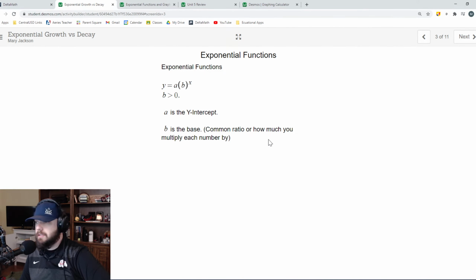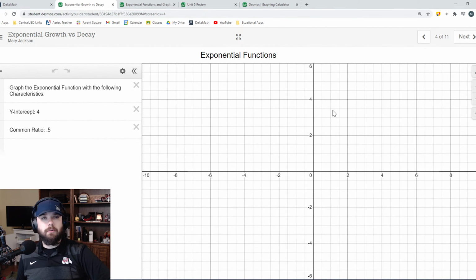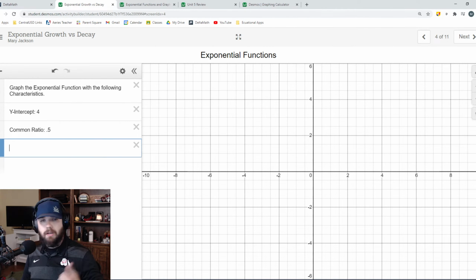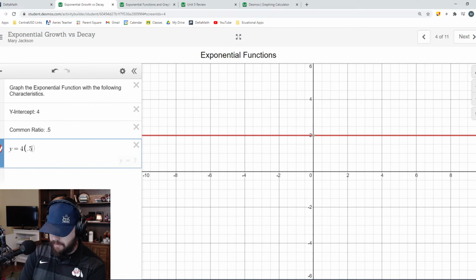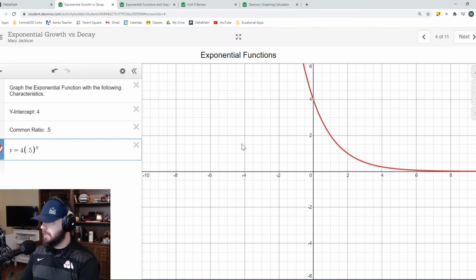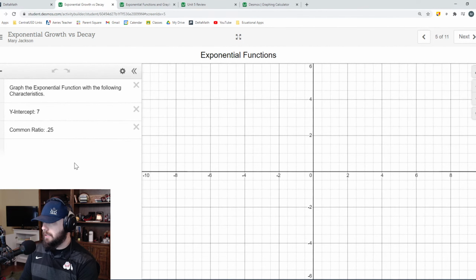Remember, I wanted you to write this down just to remind you. What you were supposed to do is we're going to start experimenting with our exponential functions, right? We were trying to start typing out our equations. So we had a y-intercept of 4 and a common ratio of 0.5. So what you had to do was just write in y equals 4 times 0.5 raised to the x, right? And then you were going to just take a look at this. Okay, we'll see what's happening here.